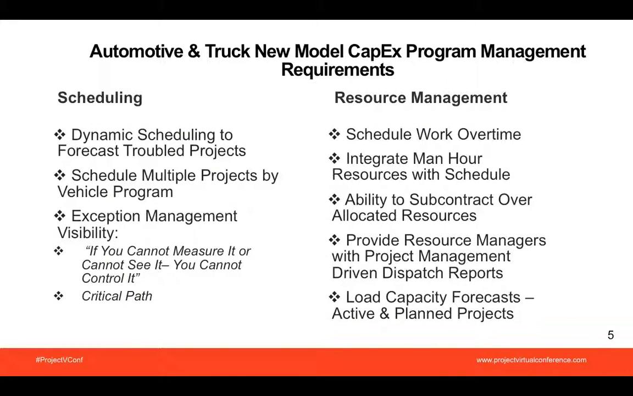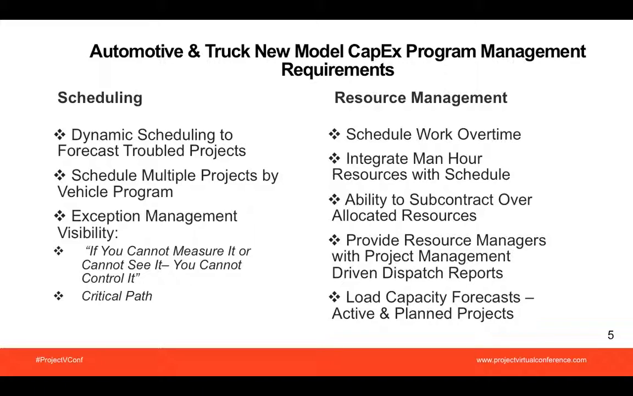So now let's define automotive and truck capital expenditure program requirements for success. You'll see on this chart the scheduling columns. Dynamic scheduling to forecast troubled projects is a requirement because most capital expenditure programs for new model cars or trucks always have last minute trouble without recovery time. We call this dynamic scheduling, the ability to forecast troubled projects. Another requirement is to schedule multiple projects for a vehicle program. Many vehicle programs have scores of programs for different vehicles and hundreds, if not thousands, of projects. The last major one is that automotive needs exception management visibility.